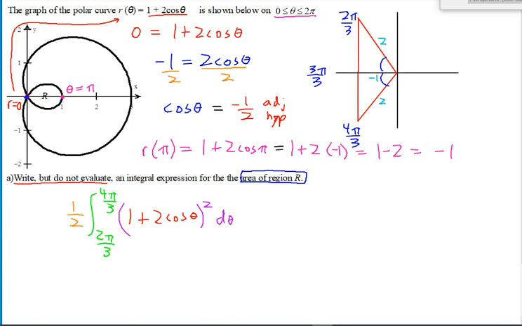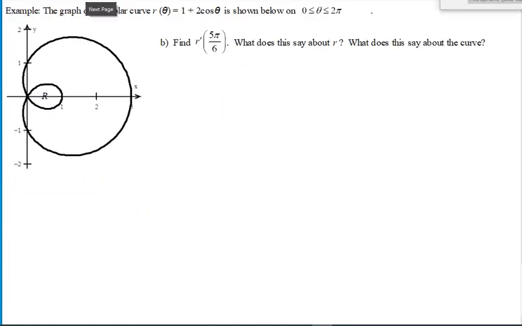And then part B deals with the same equation, but asks for something different. It says find r prime of 5 pi over 6. And then we're asked to interpret this to say, what does it say about r, the radius, and what does it say about the curve? Okay. So, derivative rules apply just like with rectangular coordinates, same derivative rules, you just have theta as a variable instead of x, or t.